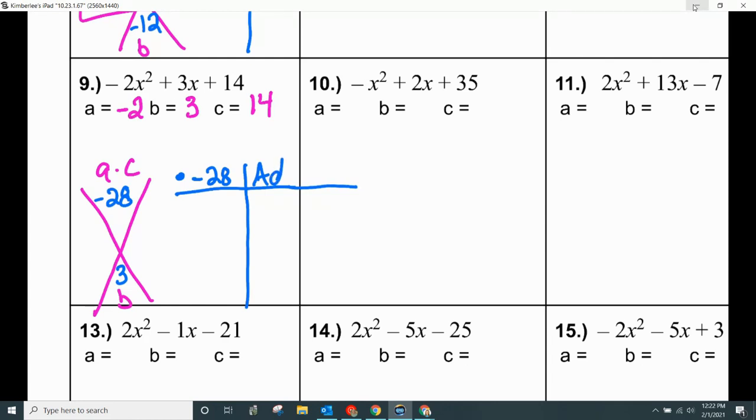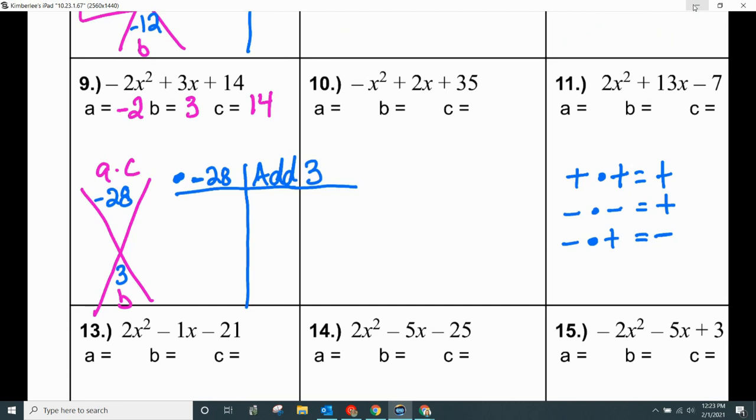Okay, so let's think about it again. We know if we do a positive times a positive number, we get a positive number. We know if we do a negative times a negative, we get a positive number. But if one's negative and one's positive, we get a negative answer when we multiply. And that's what we have here. We're trying to multiply to get -28. So we know one of our numbers this time has to be negative, not both of them, just one.